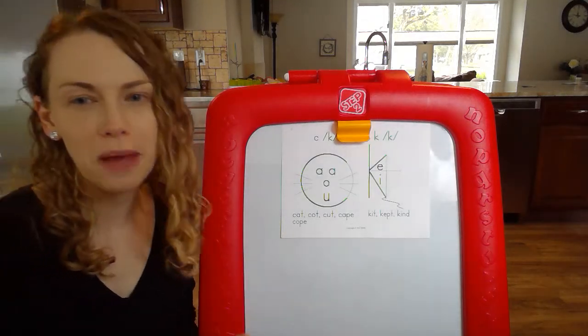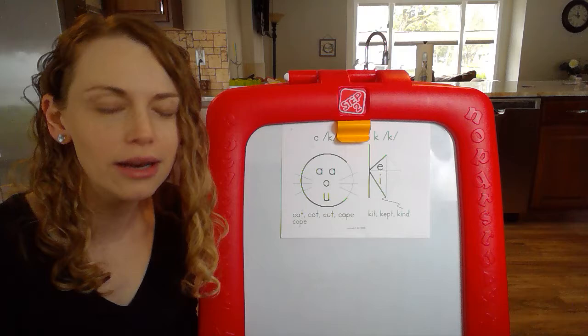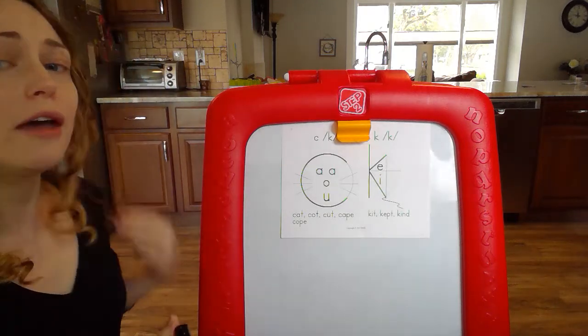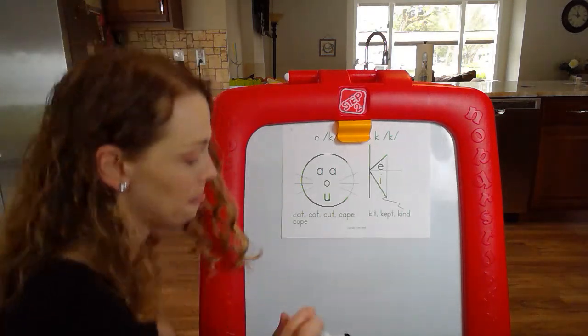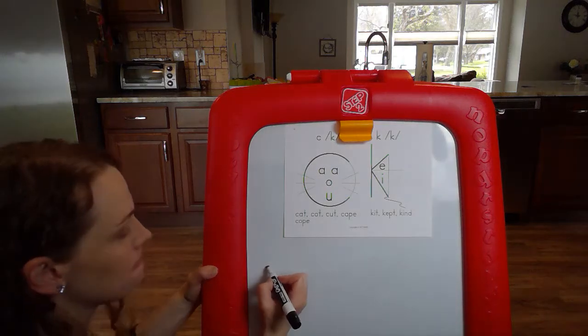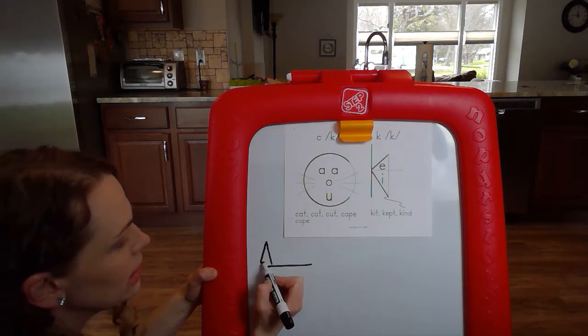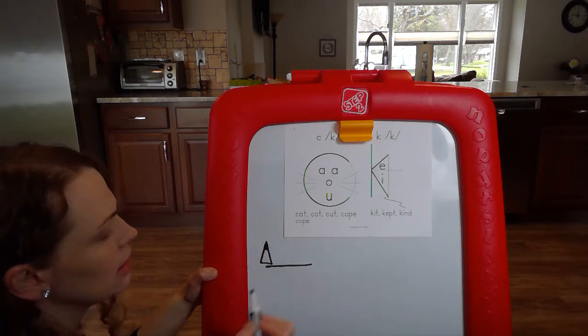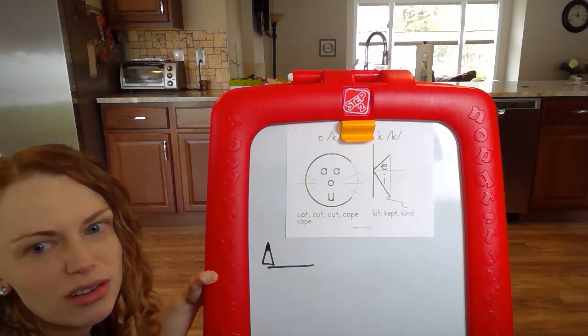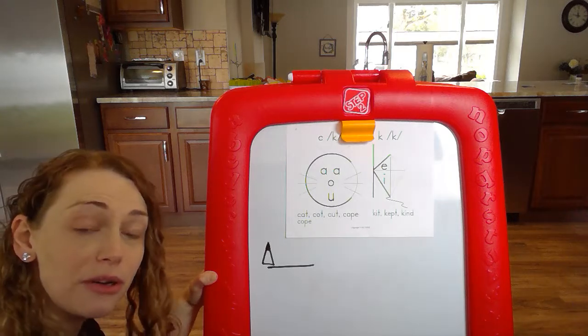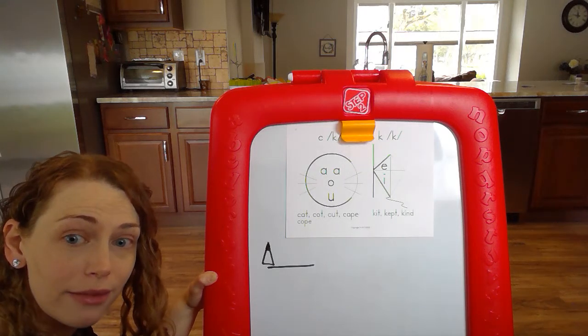Now, normally I give you paper that already has the lines that you need, but since you're at home, I thought you could draw it yourself and I'll show you how. So we're gonna do a line and we're gonna add a mountain. For those that don't know, our mountain tells us that we need a capital at the beginning of that sentence. And of course we do, because the beginning of every sentence starts with a capital.